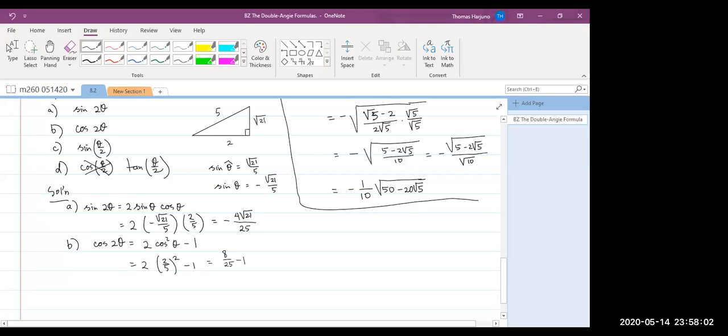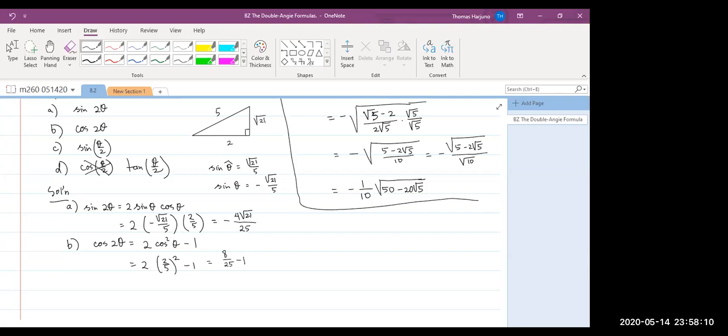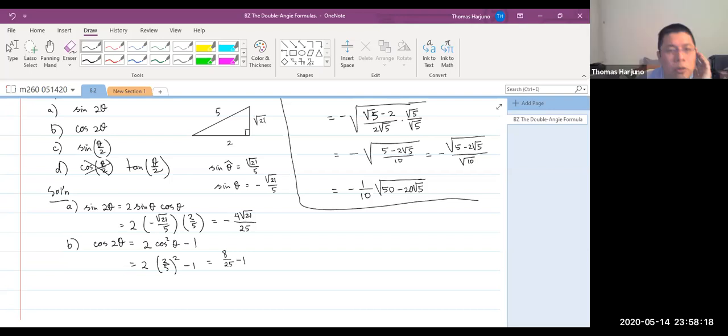Professor, can we do this one that you're doing right now? Can we write it as cosine 2 theta equals cosine power 2 minus sine power 2? Yeah, you can. Oh, okay. Thank you.